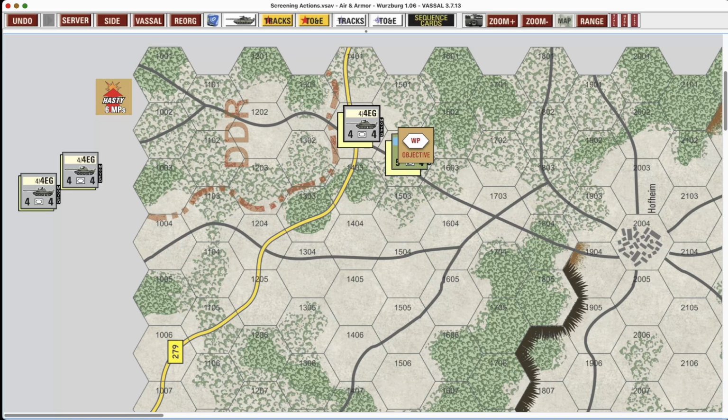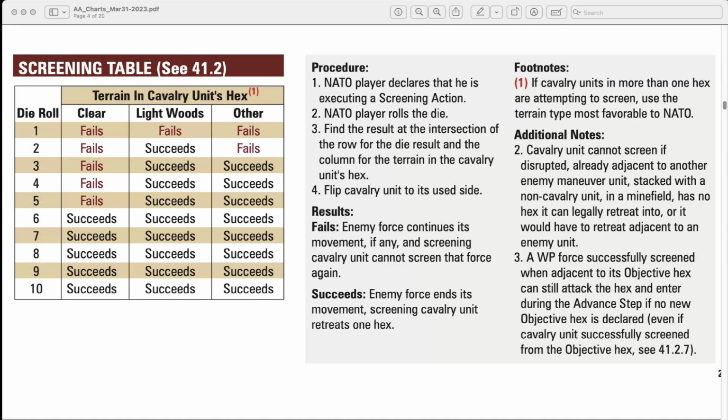So the NATO player refers to the screening table, where he takes a look at the terrain that his armored cavalry unit is in. In this case, the armored cavalry unit occupies light woods, which means that a screening action will succeed on any die roll but a 1. Were the armored cavalry unit in a clear terrain hex, he would only have a 50-50 chance of making a screening action work because he doesn't have much cover.